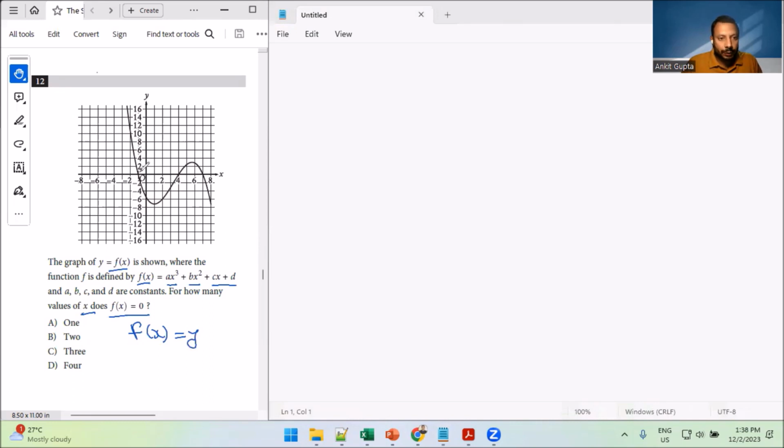Now we know that y is equal to 0 when the points are on the x-axis. So that means we need to look at the points where the graph is touching the x-axis, and we can see that there are 3 points where the graph is touching the x-axis. That means for those 3 points, the value of y or f of x will be equal to 0. So the answer will be option number C.